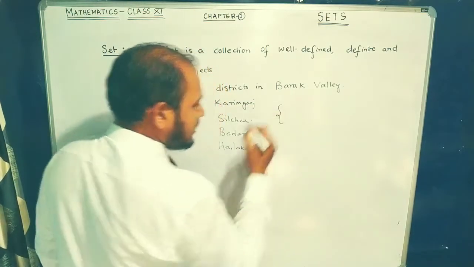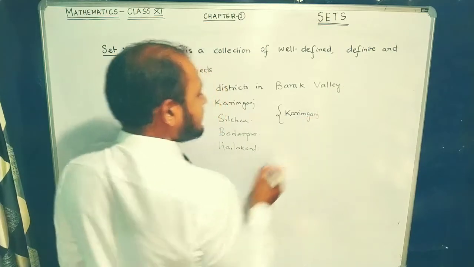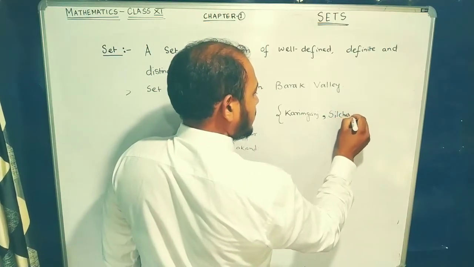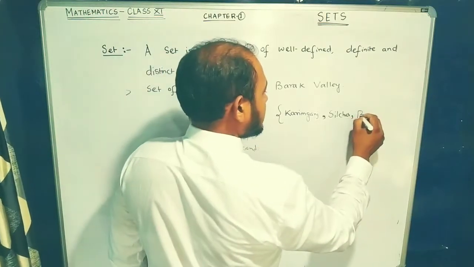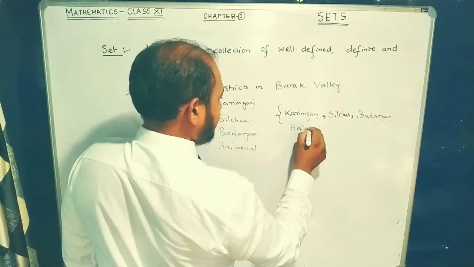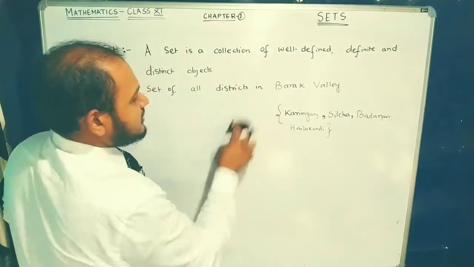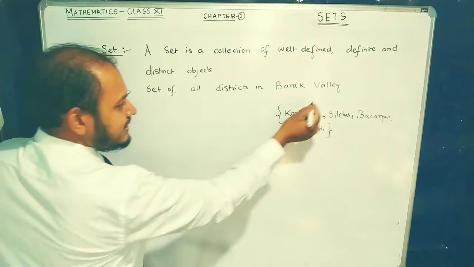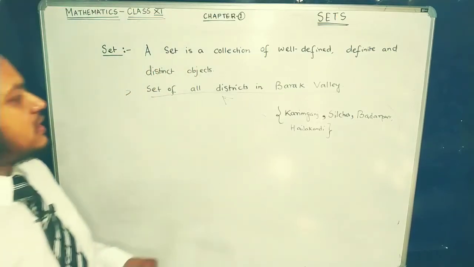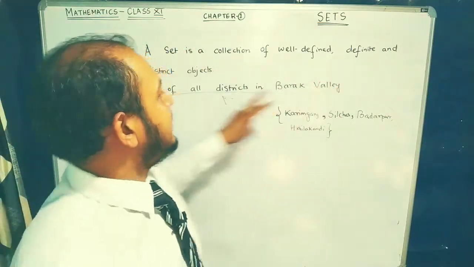In set notation we must first include this type of bracket, then we write the elements inside the set. First element is this, comma, second element is this, comma, third element is this, and finally the fourth element is this one, bracket close. This bracket and whatever is inside it, this whole thing, is the set of all districts in Barak Valley. The entire chapter deals with these types of things. These are known as sets. They are nothing but collections of well-defined, definite and distinct objects.